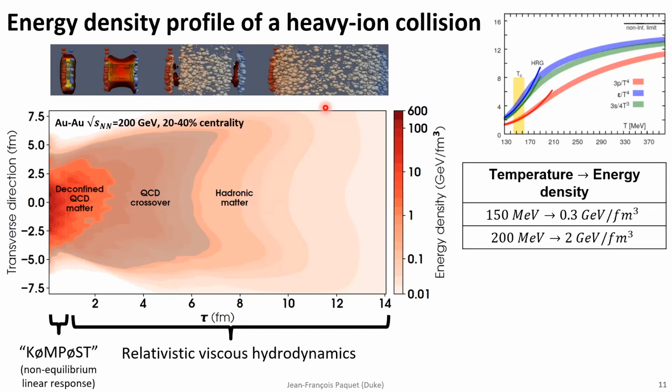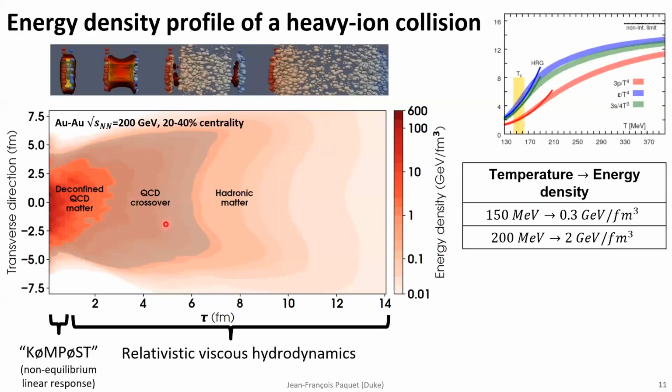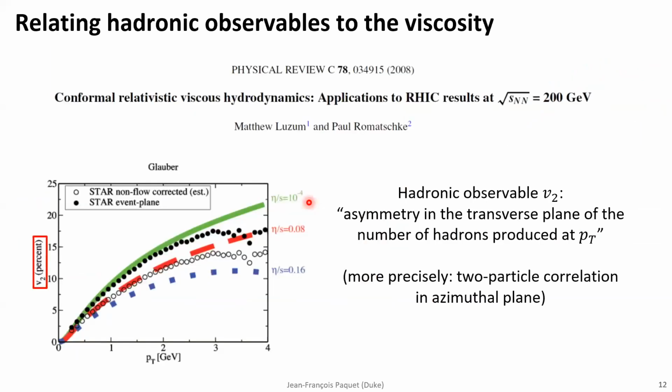All right, so as I was saying, you change the viscosity, you look at how it changes your observables, your number of hadrons, the momentum distribution of those hadrons, and then you can see how much each observable depends on the viscosity. And very early on, it was realized that certain observables were very sensitive to the viscosity. This is one of them.